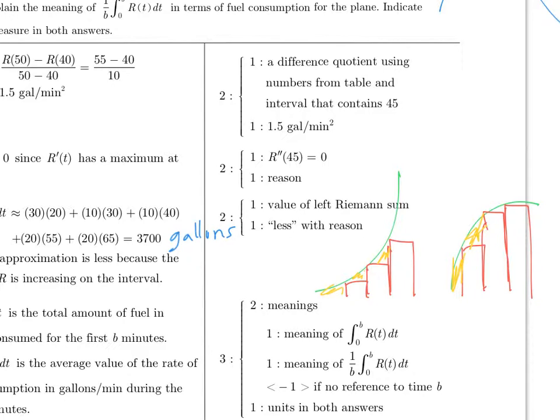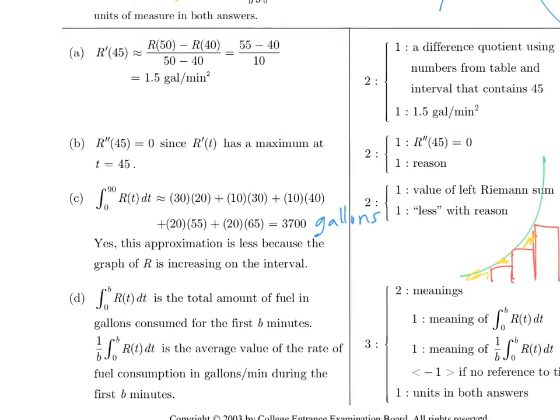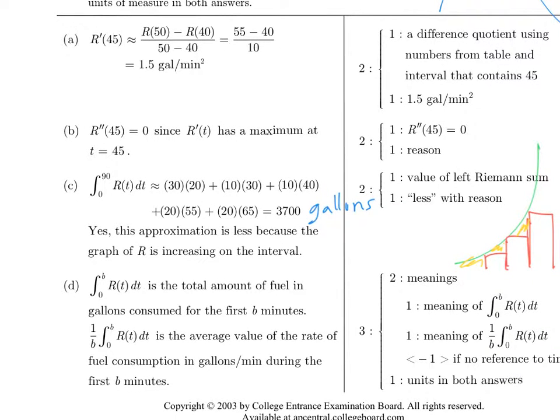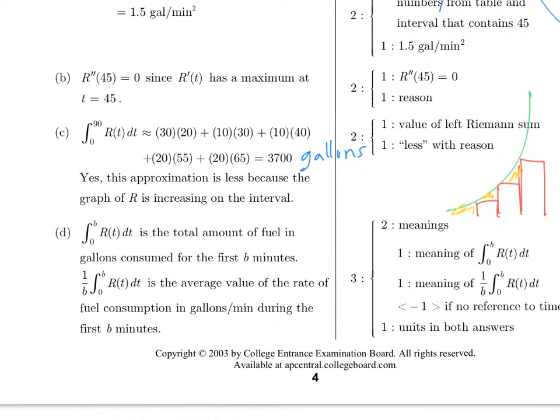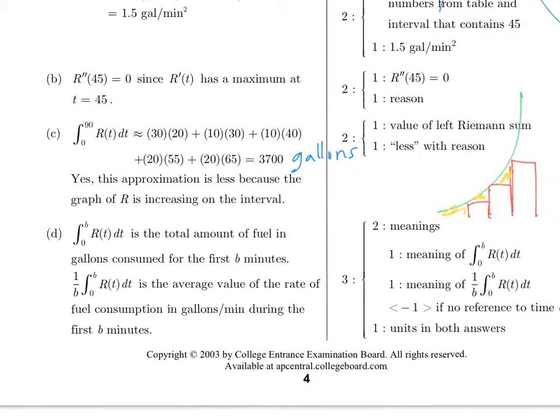So I guess what I'm hinting at here is that whether or not your approximation will be over or under when you're talking left-hand rectangles, and I think it would make sense to extend this to right-hand rectangles, has everything to do with whether your function is increasing or decreasing and nothing to do with concavity. That was 2 points, leaving us 3 points for part D.